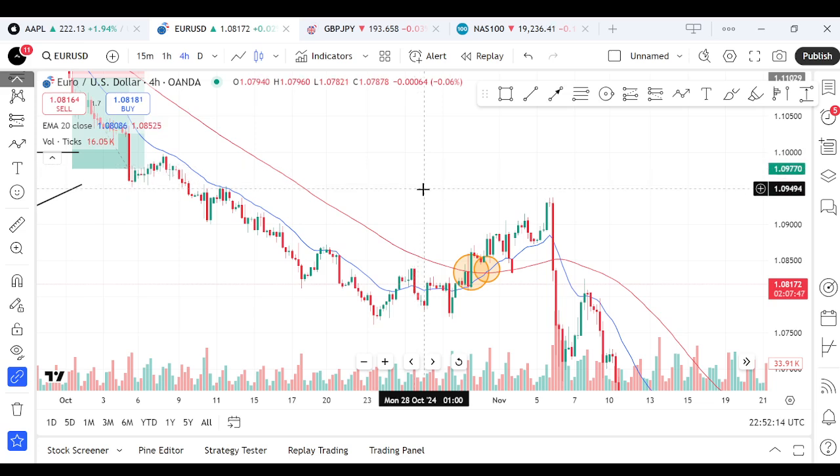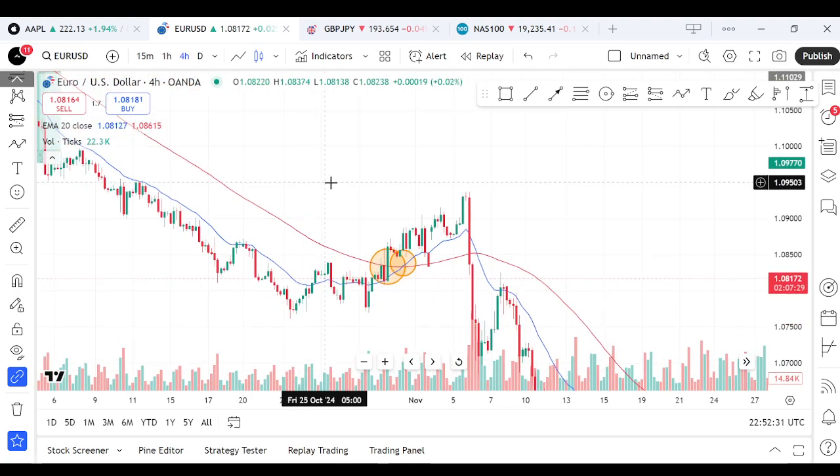Over leveraging your positions is also another mistake. Adjust your trade size based on market volatility and your account balance to avoid taking on more risk than you can handle. This ensures you stay in control even during unexpected market moves. So that's how you can use the EMA breakout strategy in your trades.